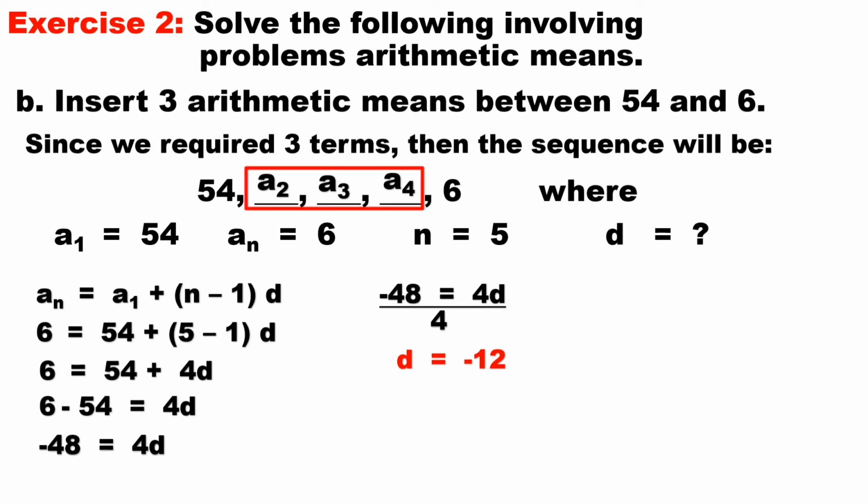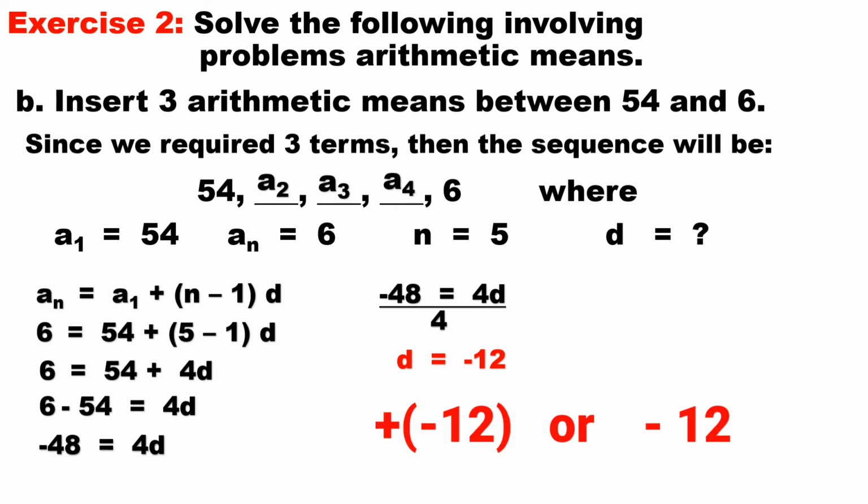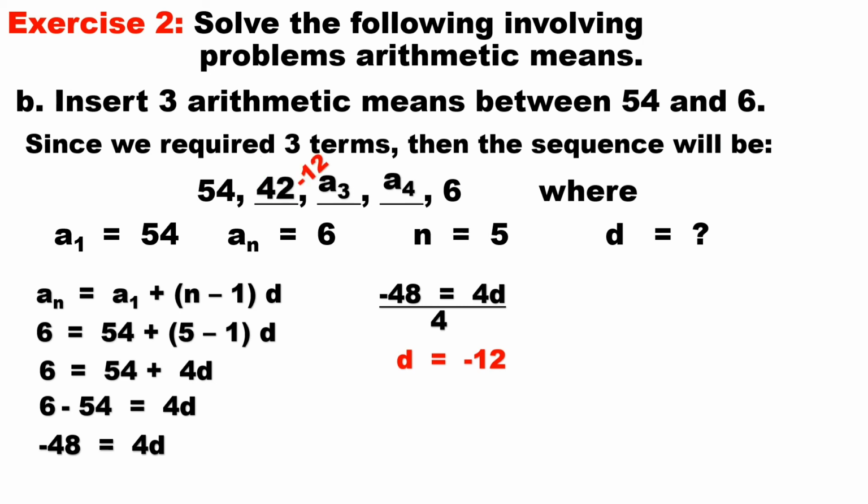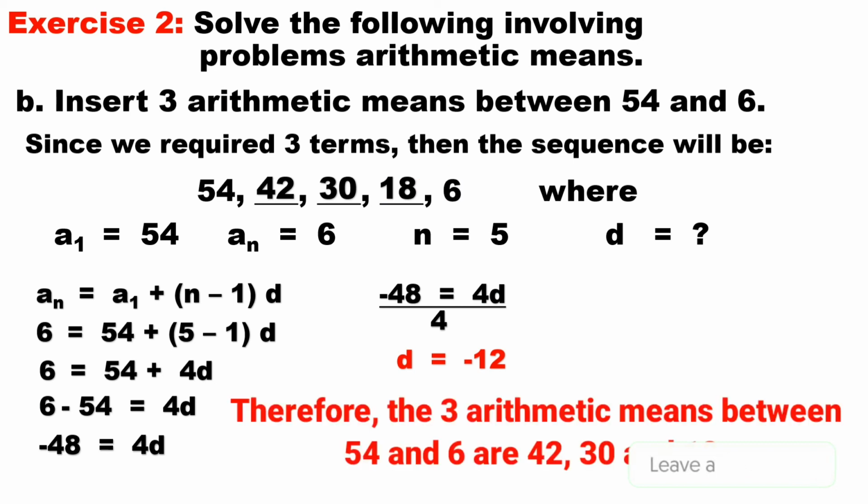To find the 3 arithmetic means, continue to add negative 12 from 54, or in other way, continue to subtract 12 from 54. Let's proceed. 54 minus 12 equals 42. 42 minus 12 equals 30. 30 minus 12 equals 18. And 18 minus 12 equals 6. Therefore, the 3 arithmetic means between 54 and 6 are 42, 30, and 18.